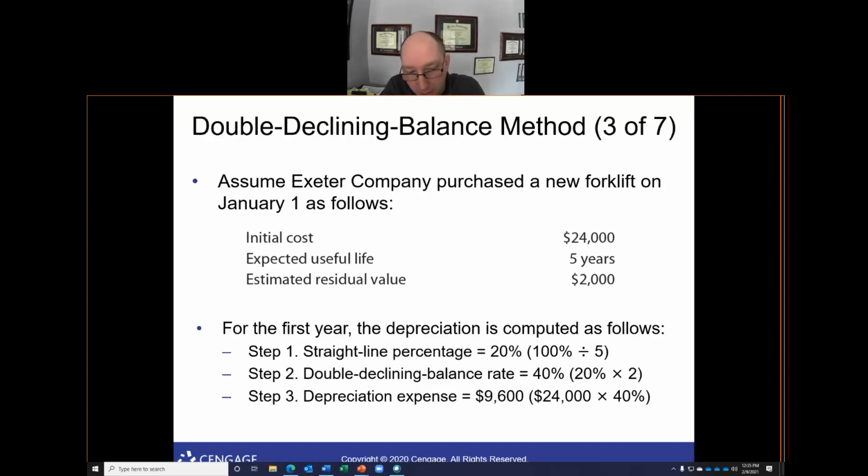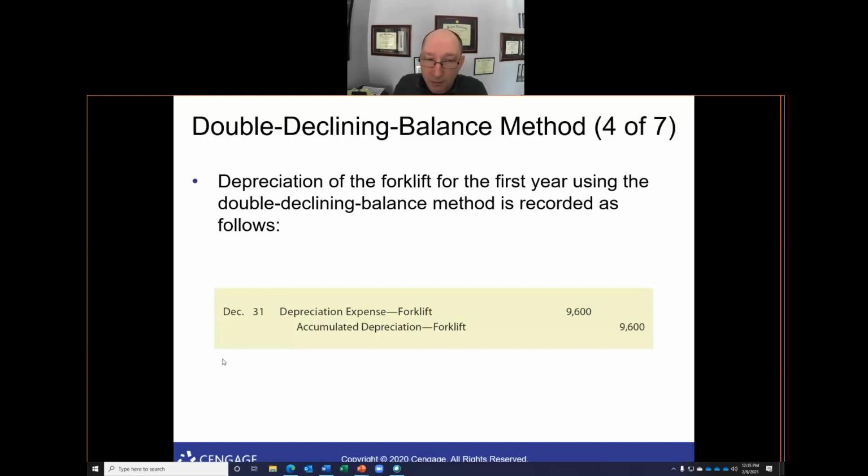Step three, figure out your depreciation expense. You take your $24,000, that's your initial cost, times your double declining balance rate. In our example, $24,000 times 40% is $9,600. And that is the amount that we allocate for depreciation expense for that first year. And of course, the journal entry: debit depreciation expense, $9,600. Credit accumulated depreciation, $9,600.